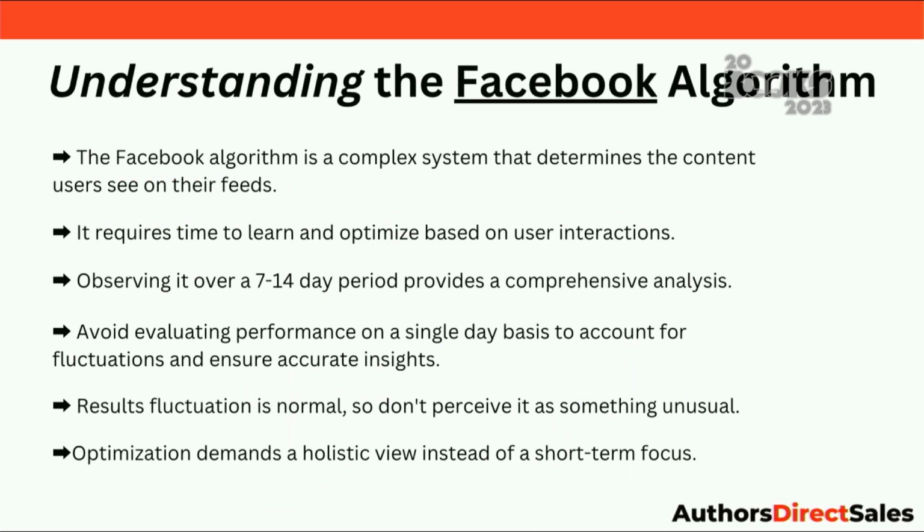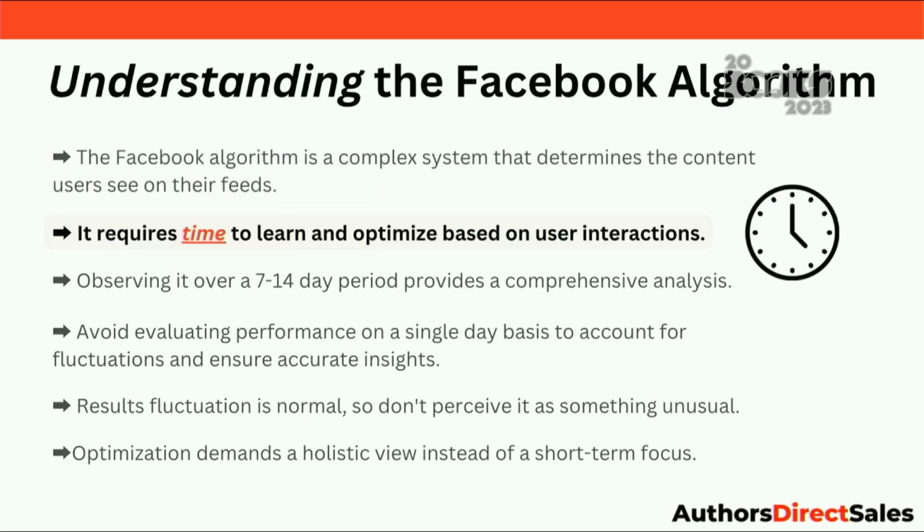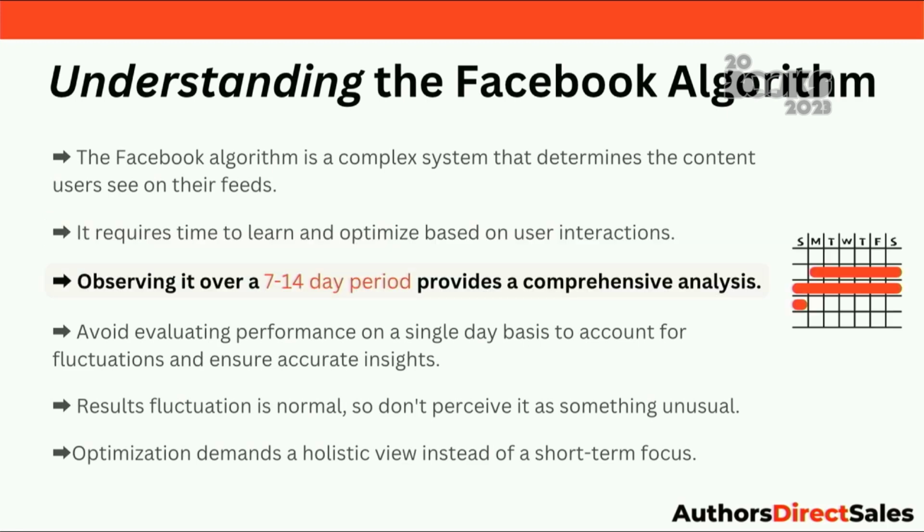Breaking everything down, it really comes down to understanding the Facebook algorithm. It's a very complex system, and it's determining the content that users see on the feed. That's pretty much all it is. It's determining what you're going to see next, whether it be an ad or an organic post. It's figuring out how to keep this person on the platform for as long as possible and show as many ads. They're a business too, so they have to do that. It also requires time to learn and optimize based on user interactions with pixel data and things like that. Always observe results over a 7 to 14-day basis.